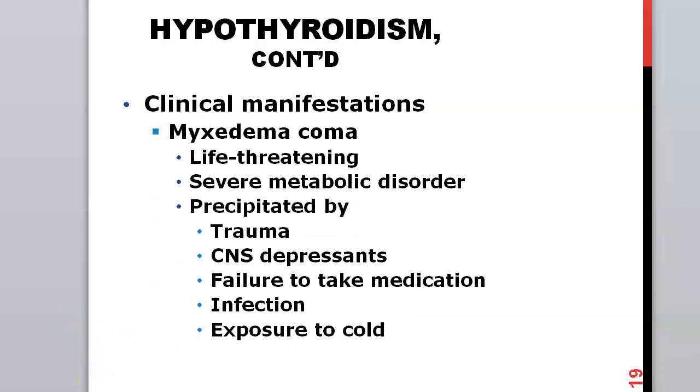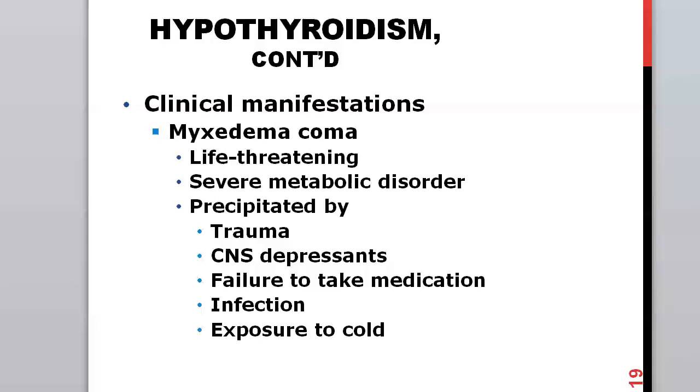And again, as we talked about thyroid storm with hyperthyroidism, we need to address myxedema coma, which is more of an aggravated form of hypothyroidism as well. It's a life-threatening complication of someone that has had hypothyroidism for a long time and has not been treated for it. And it's usually triggered by an acute illness or trauma.